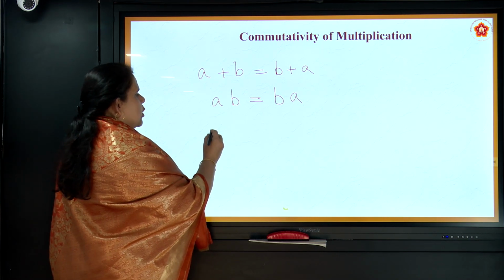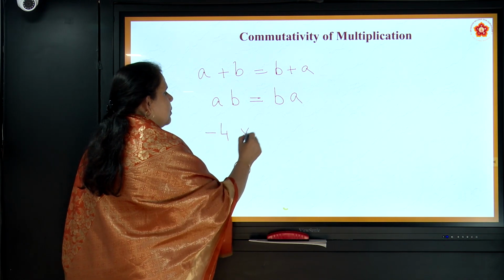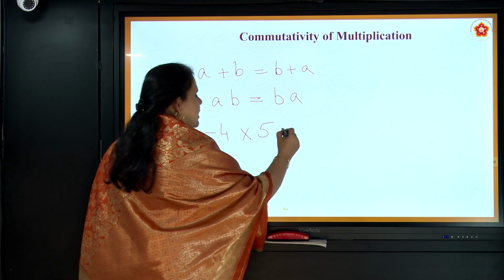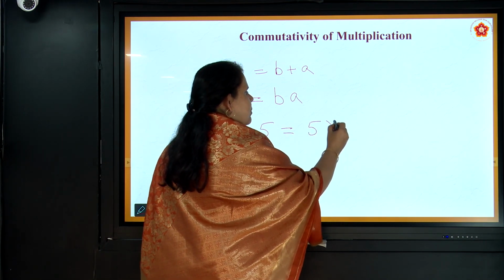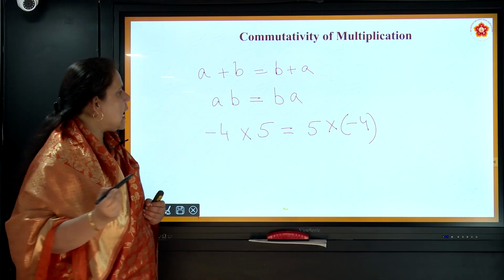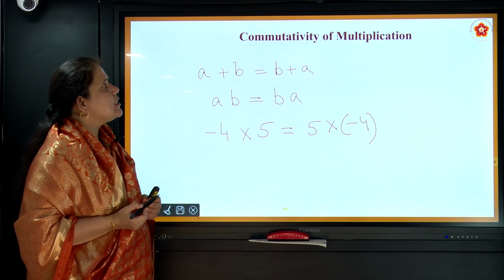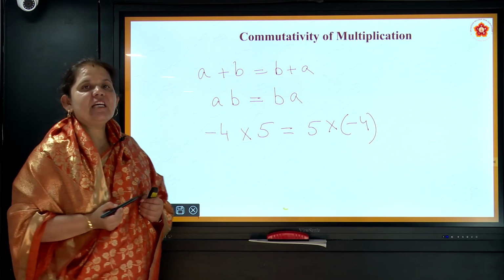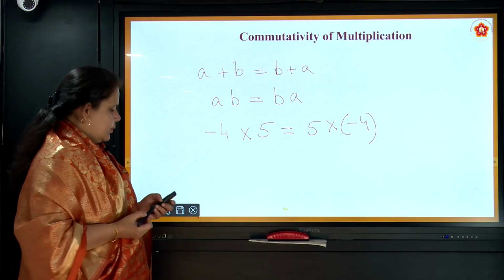Let's take an example of a negative number. -4 multiplied by 5 is same as 5 multiplied by -4. In both the cases, we get the answer -20. So we say that multiplication obeys commutative law.